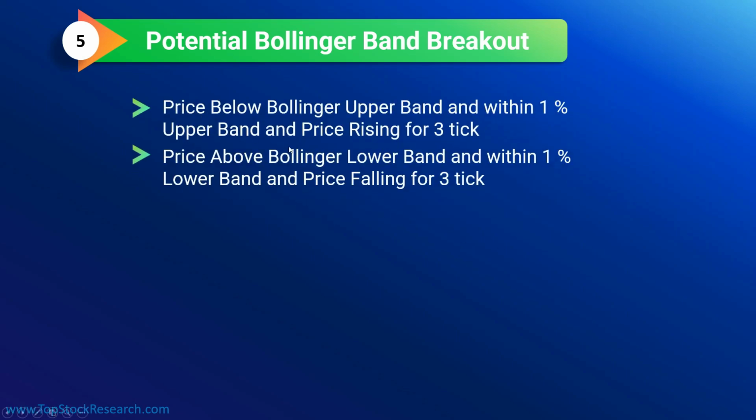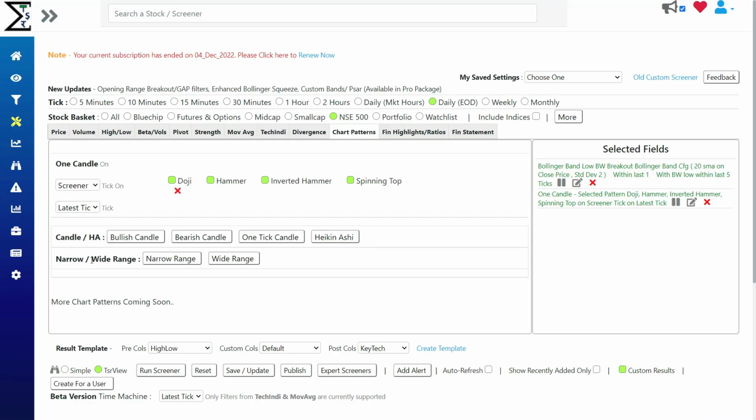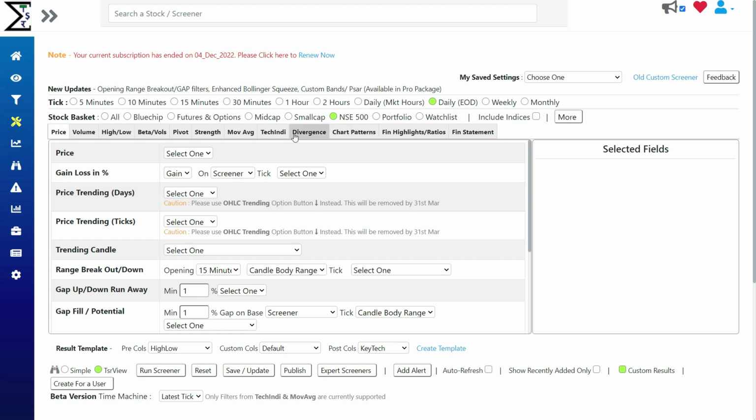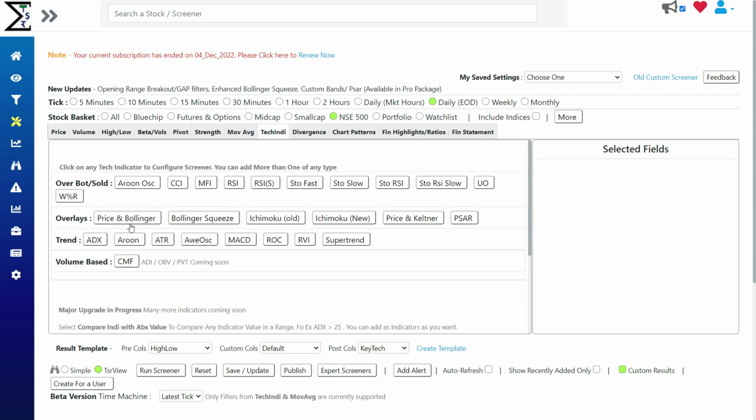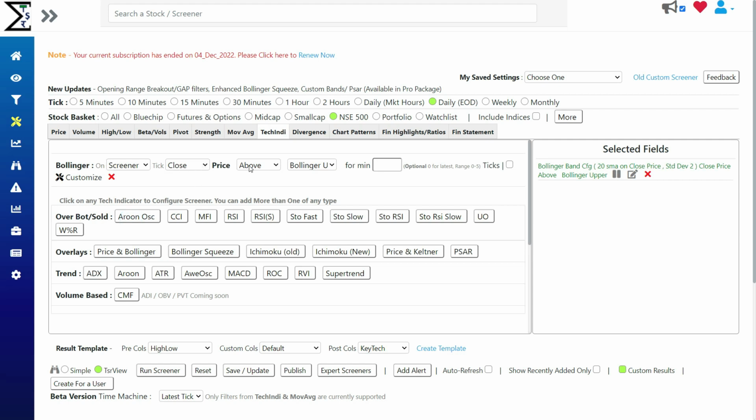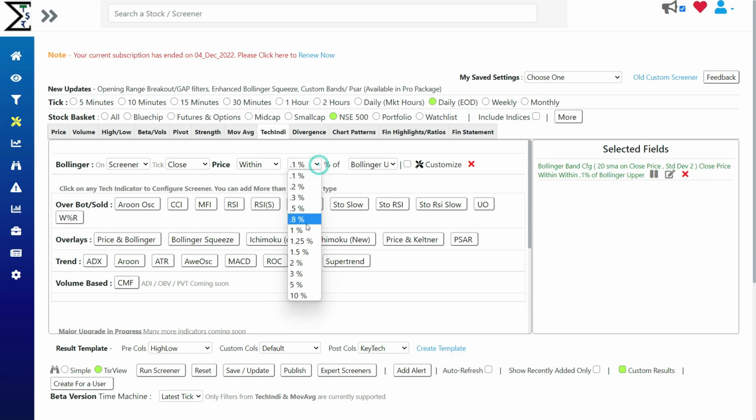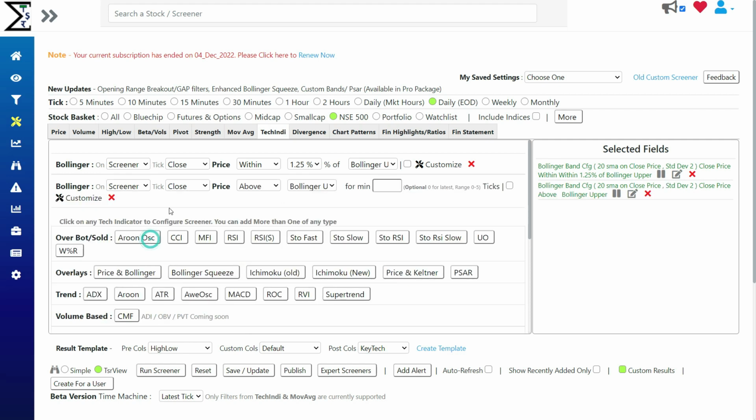Price is below the upper band and within 1%, and price is rising for 3 ticks. What we have seen so far is breakout and breakdown. Now this is another one wherein you will see a possibility of a breakout. Let's see how we can create it. Let's reset it to the standard level. Going into technical indicator, Bollinger Band, close price within, let's say 1%, or maybe 1.25% of the upper band. That's criteria number one. Number two is price below the upper band.